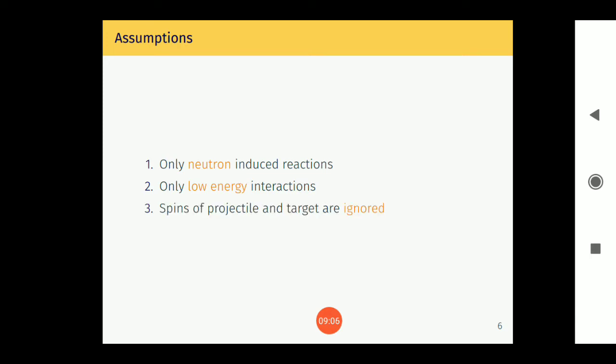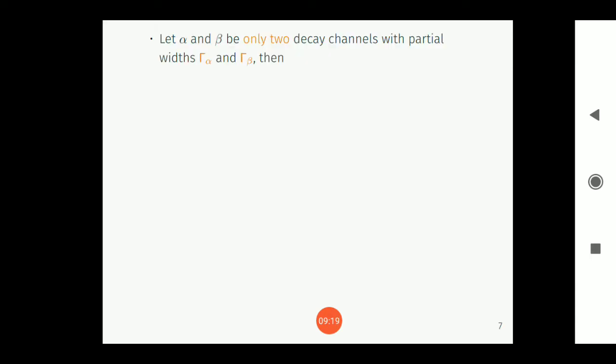Third one is spins of projectile and target are ignored. For the time being, let us ignore the spins of projectile and target. Let us assume that their total spins may be 0. Okay, so with those three assumptions, now we can start deriving the expression for Breit Wigner relations.